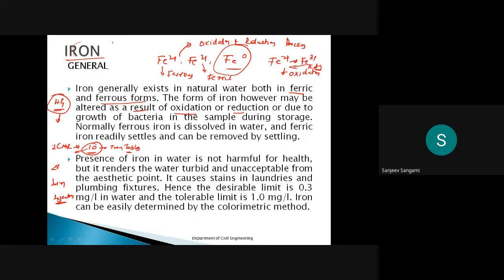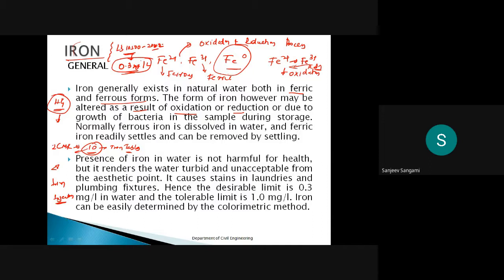That is why IS 10500 of 2012 says that 0.3 milligram per liter is the maximum permissible limit of iron in drinking water. If it is above 0.3, then you have to reduce the iron content.